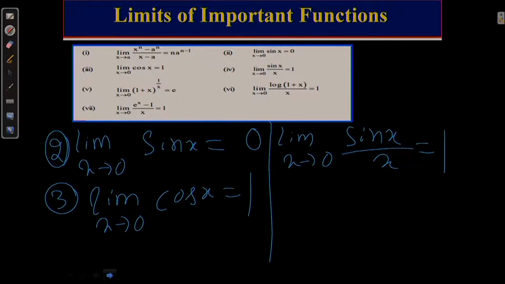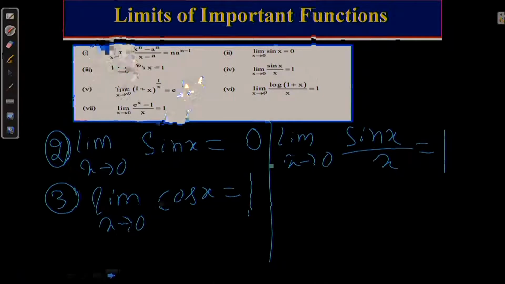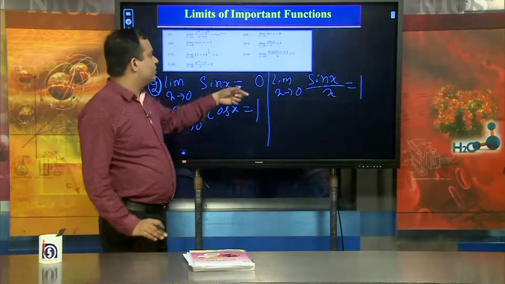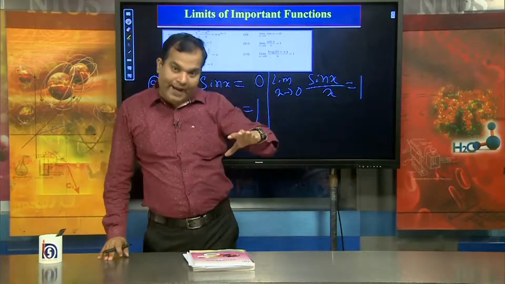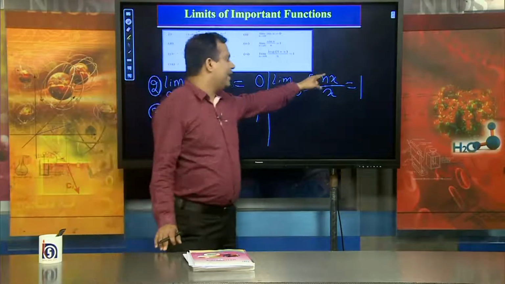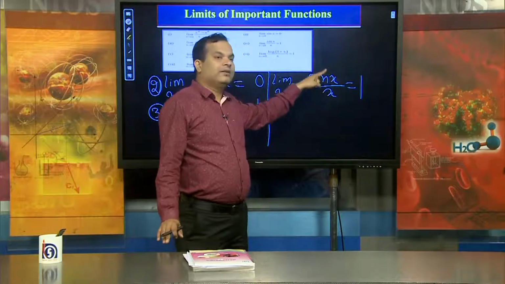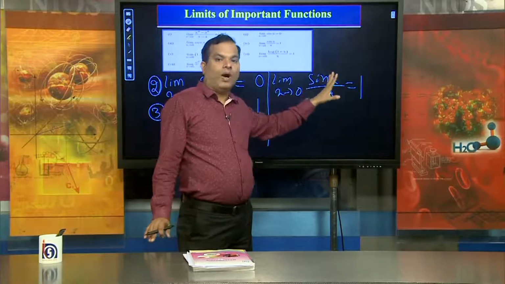The next part is also very important, limit x tends to 0, sin x by x equals 1. Remember, in all cases I have written limit x tends to 0. Limit x tends to 0, sin x value will be 0. Limit x tends to 0, cos x value will be 1. Limit x tends to 0, sin x by x: remember, x is the angle, and the value will be 1.